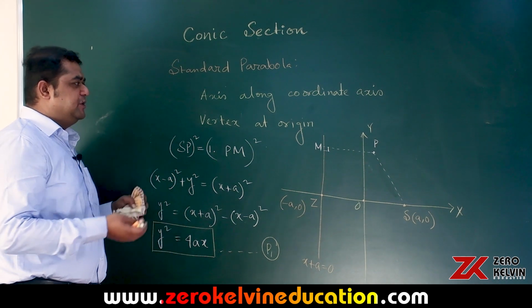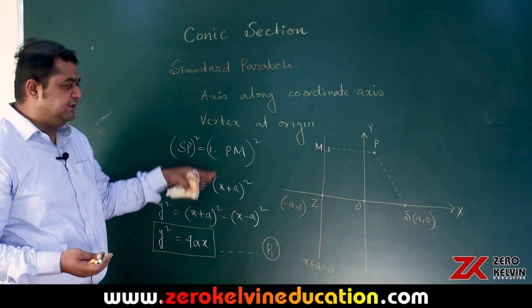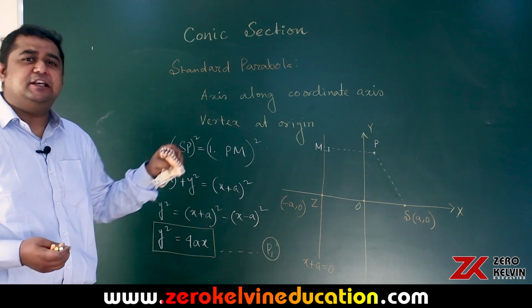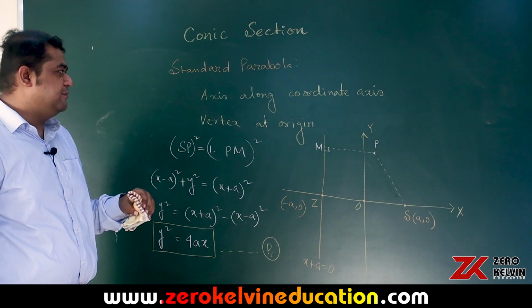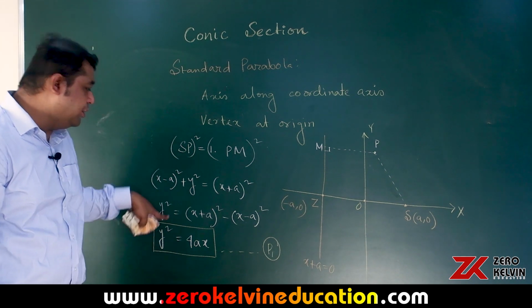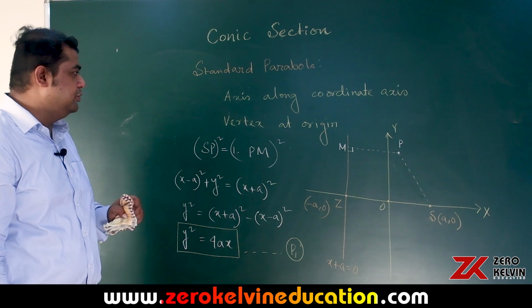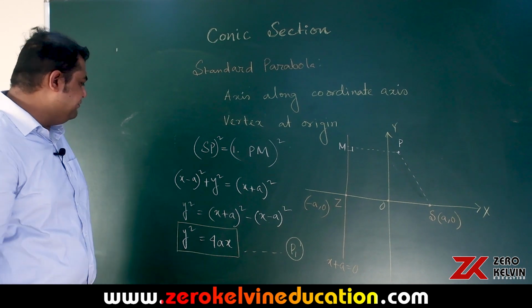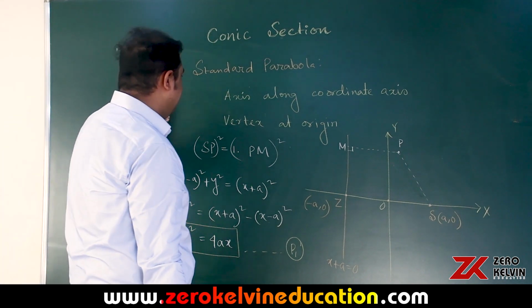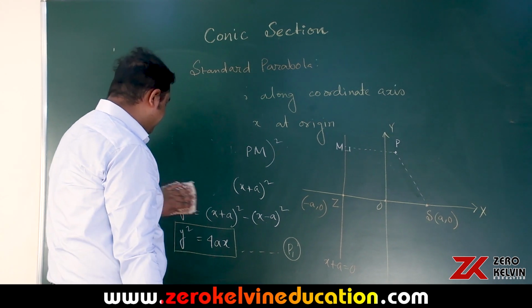So, what will happen if we consider the focus on the positive y axis, the negative x axis, or the negative y axis? We will consider them afterward. Let us firstly concentrate on what we have got, how it should look. So, to identify how it should look, we are going for the tracing of this curve.